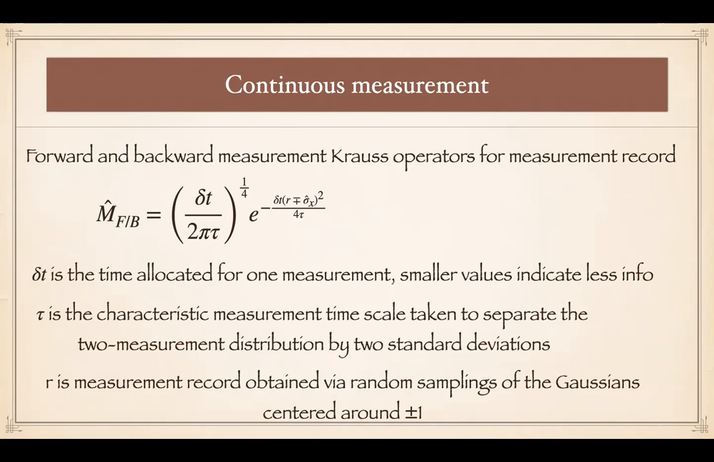So if you make delta T very small compared to the characteristic time tau, you get a very weak measurement, right? So that's how we play with the weak measurement. And tau is the characteristic measurement time, because you need to compare delta T with something. That gives you when, let's say, the two measurement outcomes can be well separated, in this case by two standard deviations. And R is the measurement record we obtain. It is different in experiments, but in simulation, we take them from two Gaussian distributions centered around plus and minus 1 because we are doing sigma x measurement.